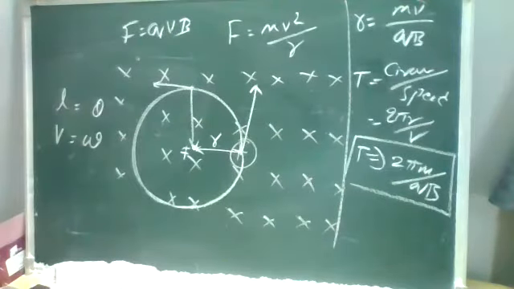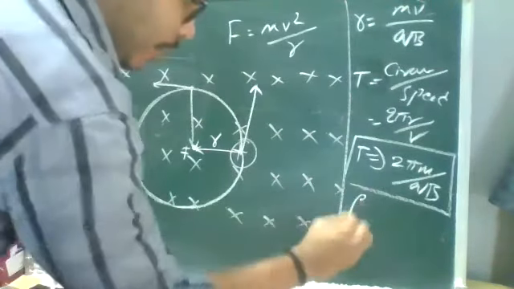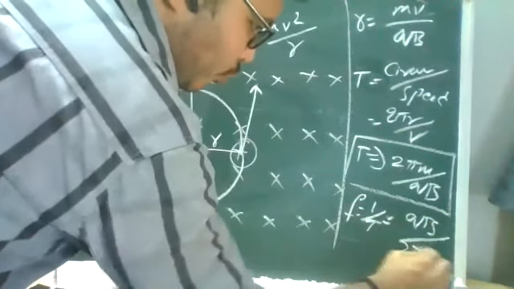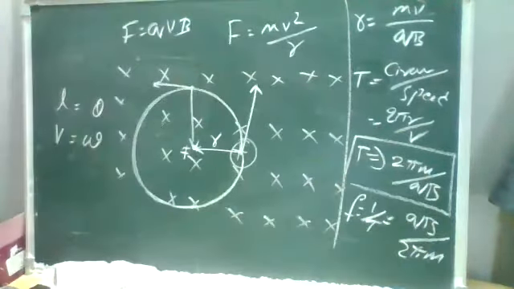Okay, and we are going to find the frequency. Frequency is nothing but 1 by time period, which is equal to qB by 2 pi m.